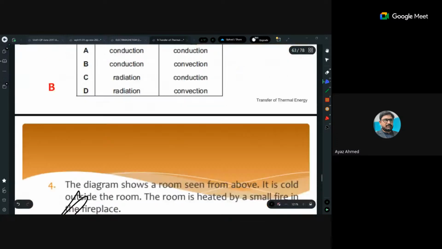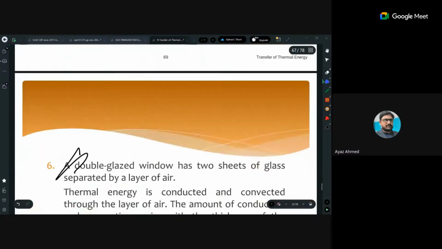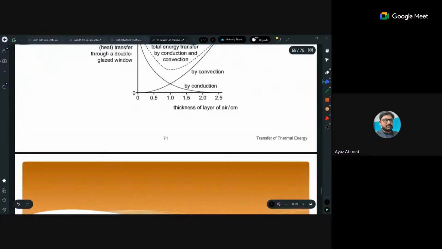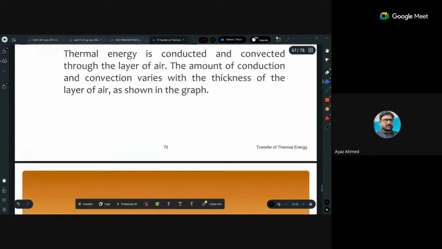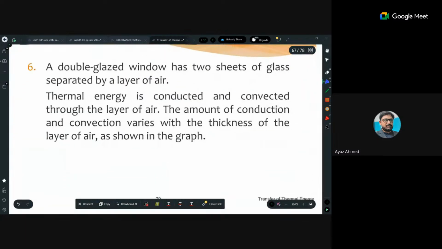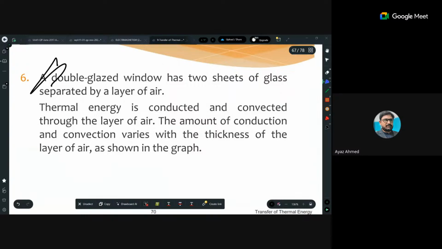Okay. So these are the past paper questions from the total energy. Yeah, this was a question, very good question. A double glass window has two sheets of glass separated by a layer of air. Areeba, you must have seen these too in school or in homes. There would be double glass windows, a gap between them. The thermal energy is conducted and convected through the layer of air.